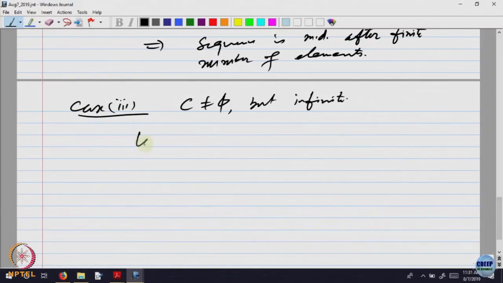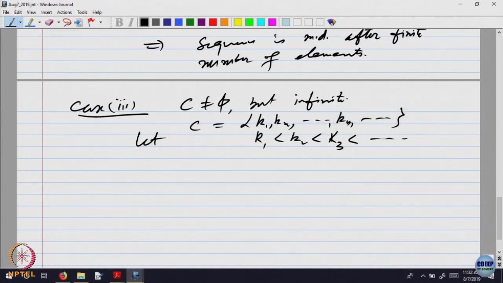So, if you like, let us write it as, let C be equal to, it is an infinite set. So, let me write k 1. So, I can write it as k 1 less than k 2 less than k 3. So, this is the set. I should not be writing it like that, because it does not make sense. You understand? So, let me write, let C be equal to k 1, k 2, k n, and so on. It is an infinite set such that k 1 is strictly less than k 2 strictly less than and so on. Is that okay?